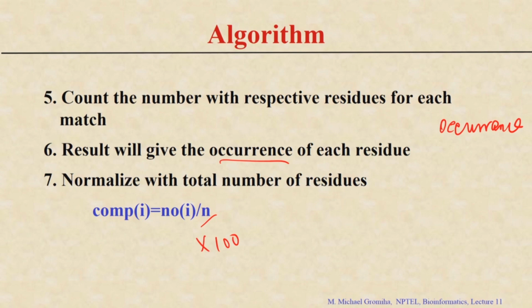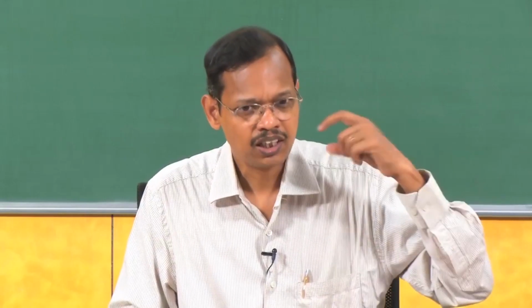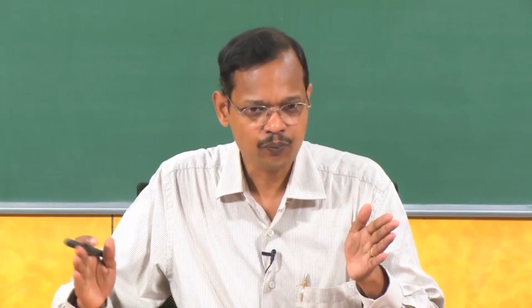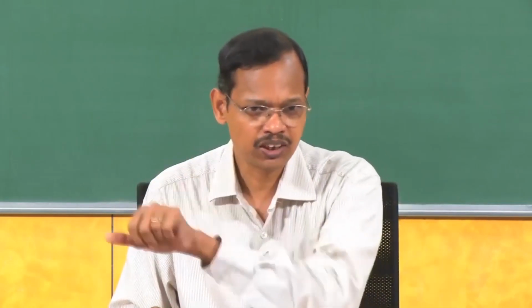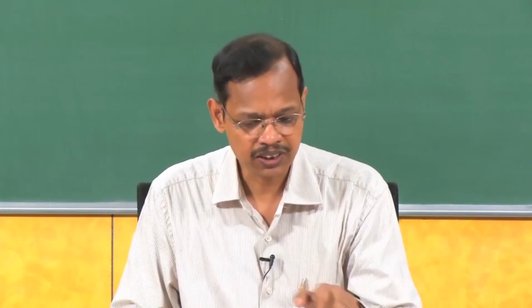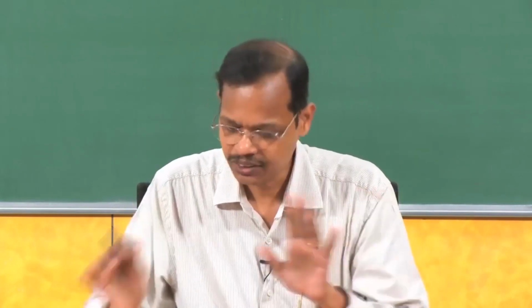So, we take the sequence and get the 20 different amino acids and do the matching. If it matches, then increase the number by plus 1, because already we initialized, then complete it till the end of the sequence. Then we have 20 numbers for the 20 amino acids, then normalize with the n, so then we will get the composition. This way you can easily calculate the composition.